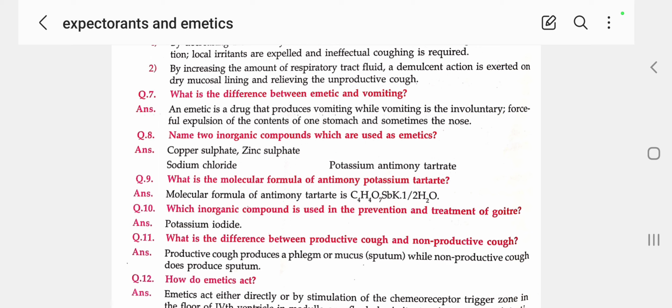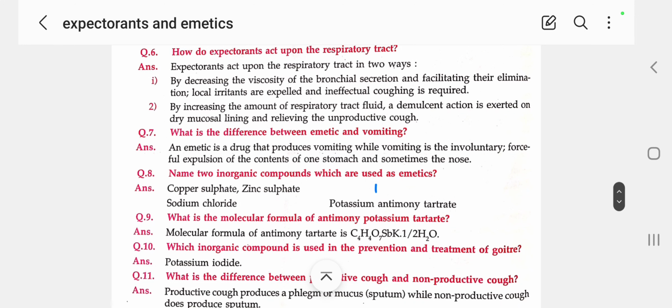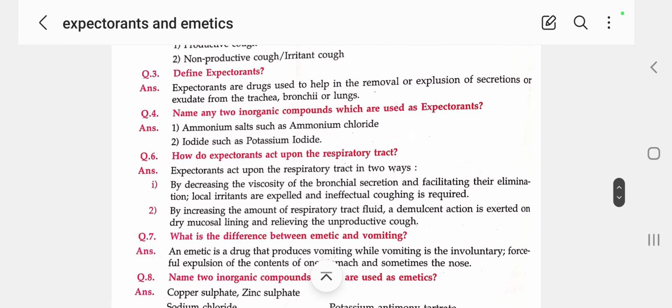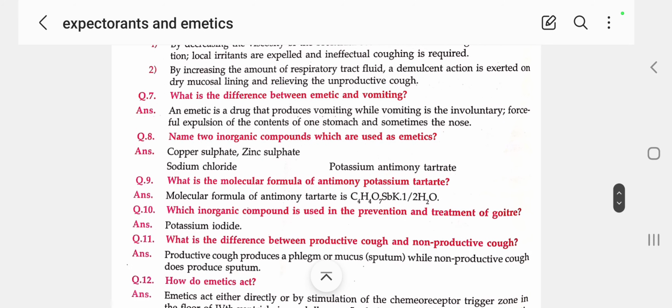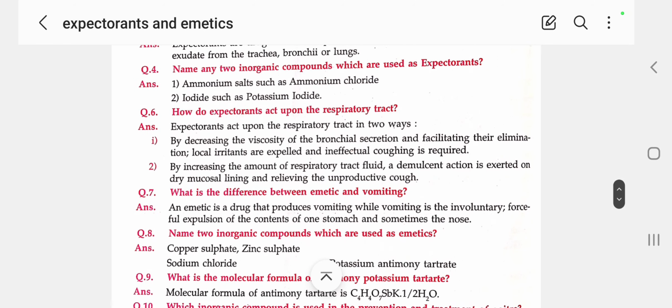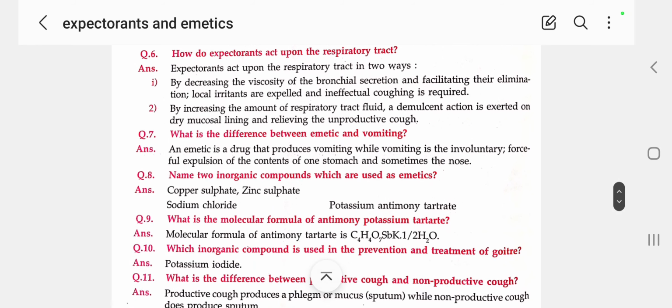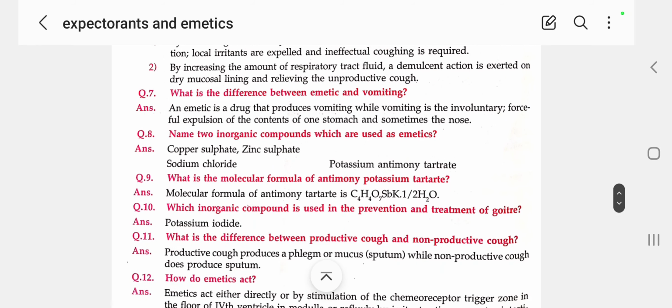Name two inorganic compounds which are used as emetics, like copper sulfate, zinc sulfate and sodium potassium tartrate. Here we have to discuss sodium potassium tartrate. The inorganic compounds for expectorant are ammonium salts, ammonium chloride and potassium iodide, as well as sodium potassium tartrate and copper sulfate, zinc sulfate used for emetic purposes.